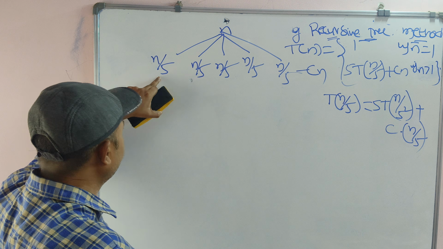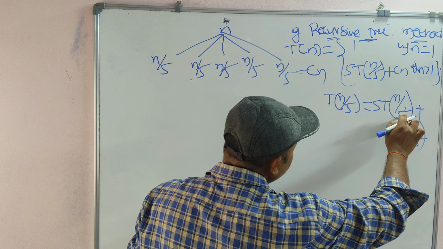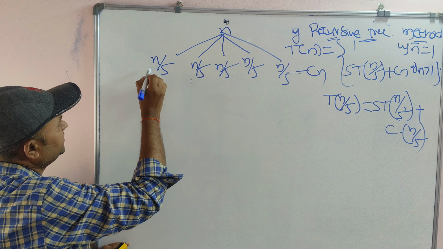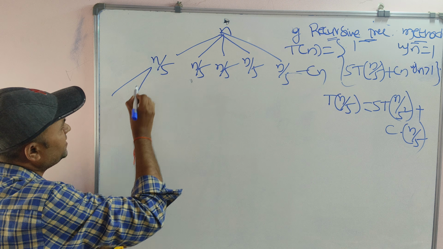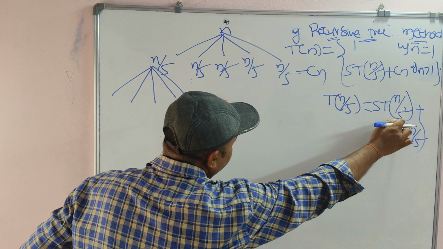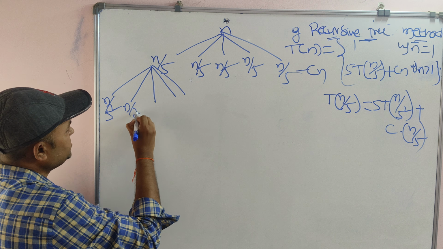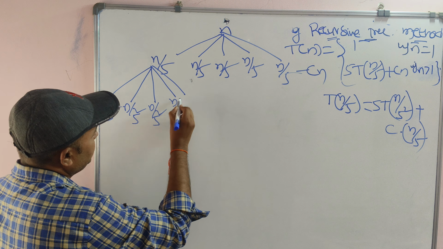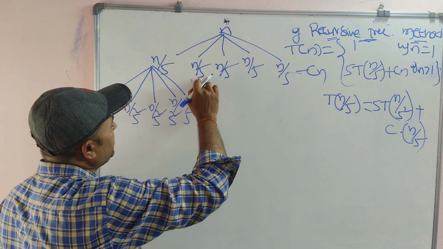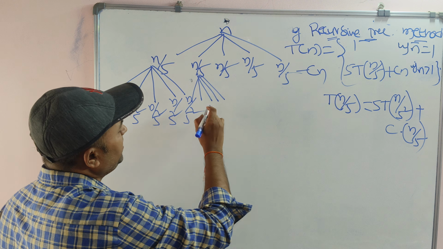Okay. So this n by 5 part will be divided into 5 parts, where each part will contain n by 5 square elements. So n by 5 square, n by 5 square, n by 5 square, n by 5 square elements, n by 5 square. So likewise, this n by 5 part will be divided into 5 parts, where each part will contain n by 5 square elements.